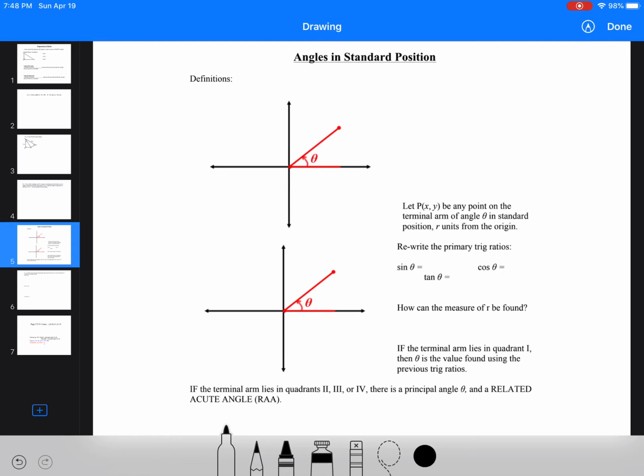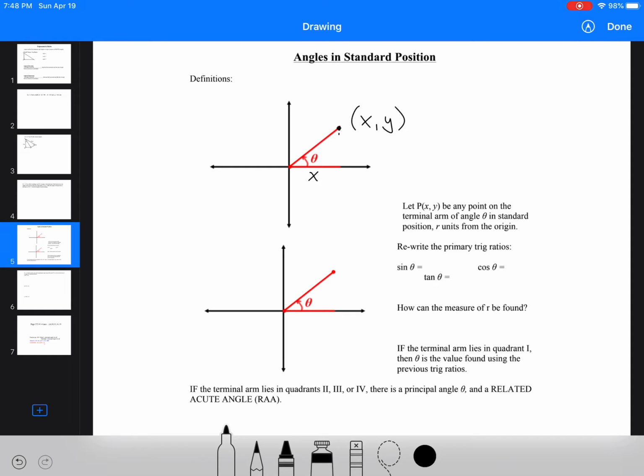Okay? Now the second part of this note is angles in standard position. So angles in standard position are just talking about when we're looking at an actual angle, or we're looking at how it's related. Trig ratios can actually be solved in multiple different ways. So we need to know where an angle is or where it can lie. We're going to talk a lot about the relative acute or related acute angle, the principal angle, and then the quadrants.